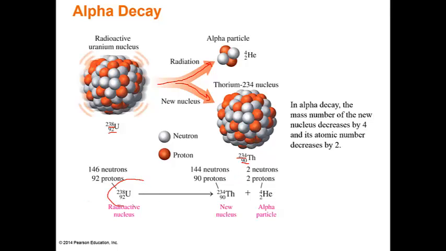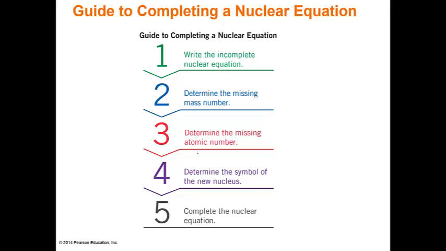So if we have our radioactive nucleus here, uranium-238 with atomic number 92, we come over here, we've got our new nucleus that looks like thorium, and then we have the alpha particle that comes off. And remember, this needs to equal back to the uranium-238. Well, 234 plus 4 is 238, and 90 plus 2 is 92. All right, all interrelated.